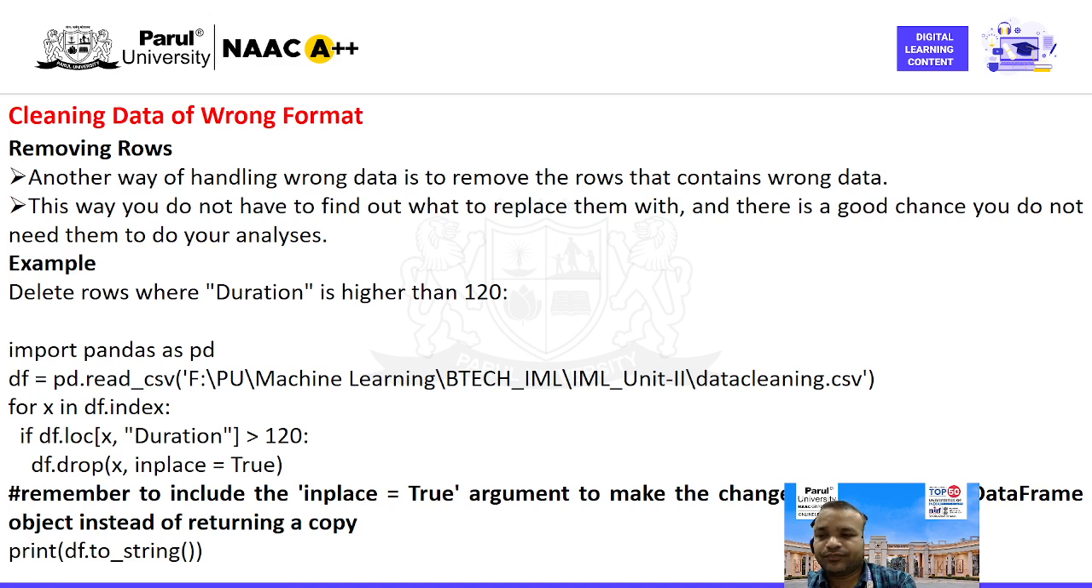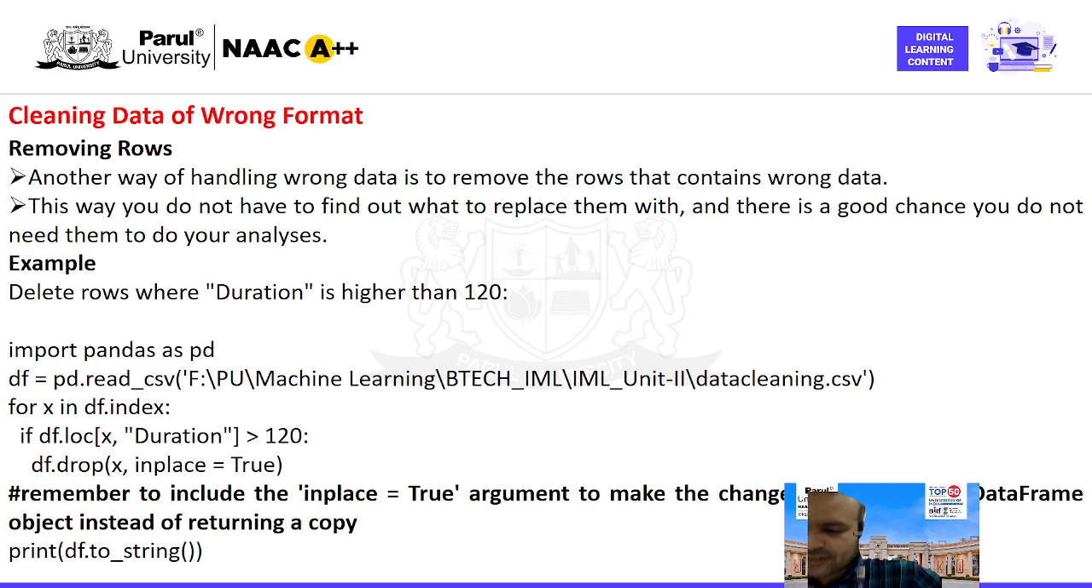So for example, delete rows where duration is higher than 120. For example, if you have a data set with 10 instances, and in 3 instances you have a value higher than 120 in the duration column. If you want to delete them, you can simply use the drop method, and after deleting you will get only 7 instances in your data set, so that will be too less.